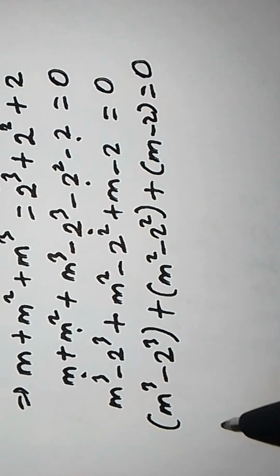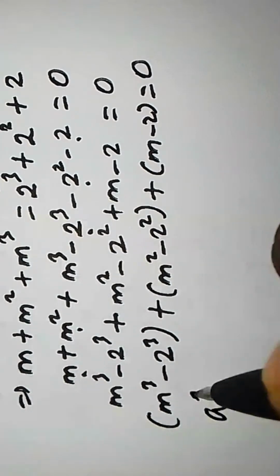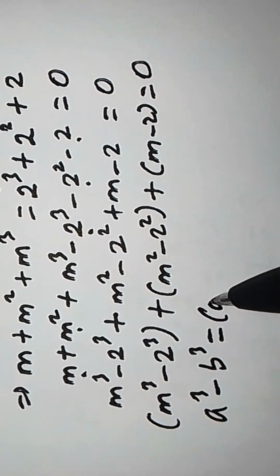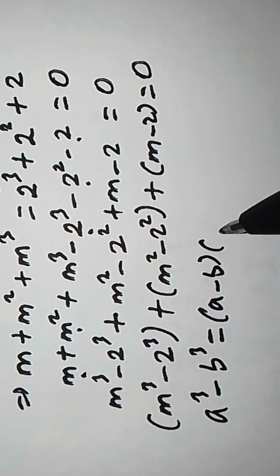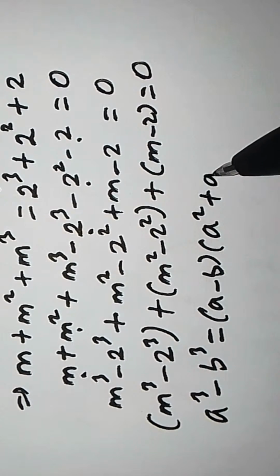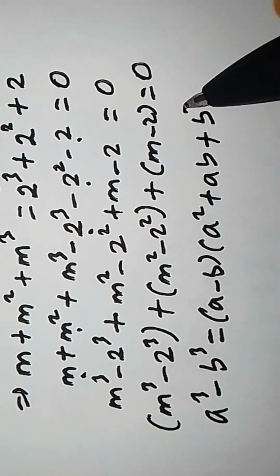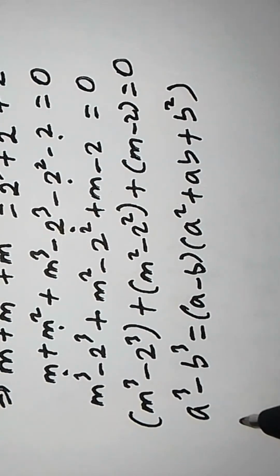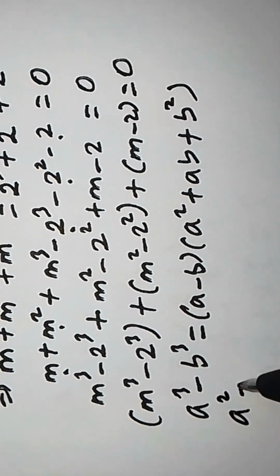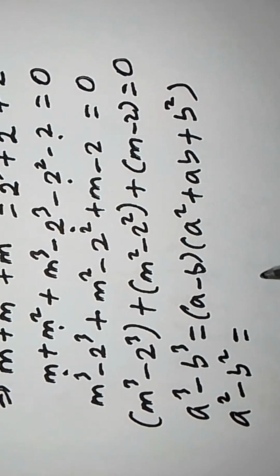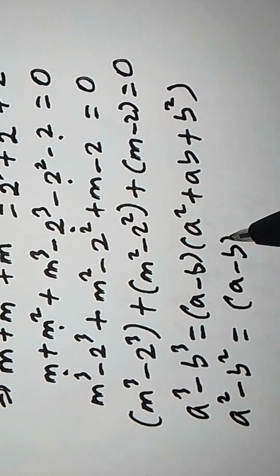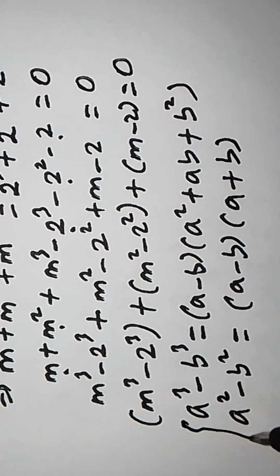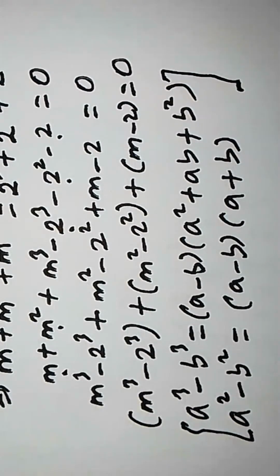The first one is a cube minus b cube. This could be written as a minus b times a square plus ab plus b square. The second property is a difference of 2 squares. That is, a square minus b square is equal to a minus b times a plus b. Take note of these two properties.